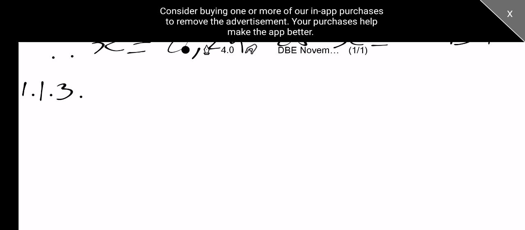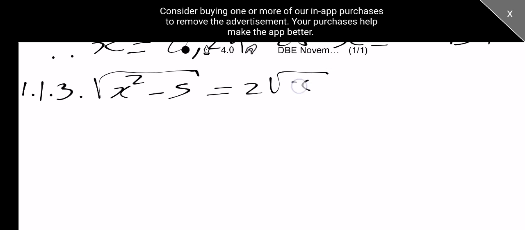1.1.3 was: the square root of x squared minus 5 equals 2 root x. Okay, what you're going to do here is remove the root signs. This is a square root, so you've got to square both sides. We're going to be left with x squared minus 5 equals 2 squared, which is 4x.